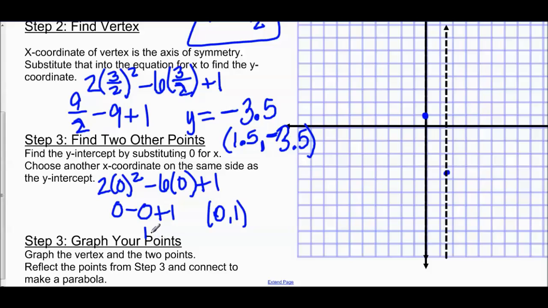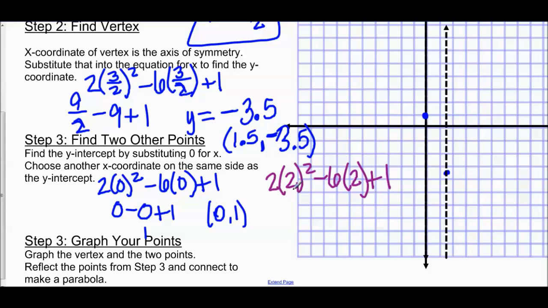Then I'm going to graph my point. Oh, I need to do another point. I'm sorry. Let's do the x-intercept and see. Well, that wouldn't work. That wouldn't be very good. Let's put positive 2 in there. Let's see what we get when we do that. I'm going to do that in a different color over here. So 2 times 2 squared minus 6 times 2 plus 1.